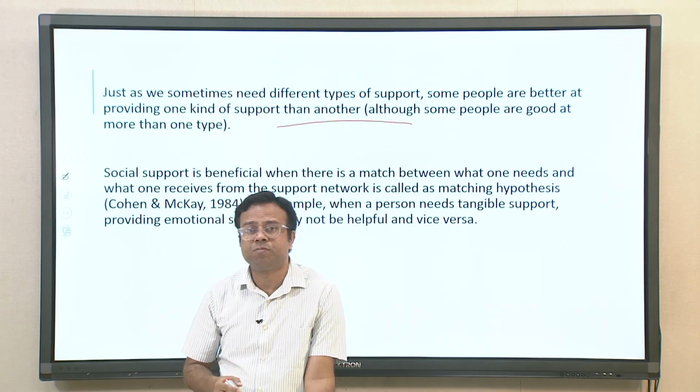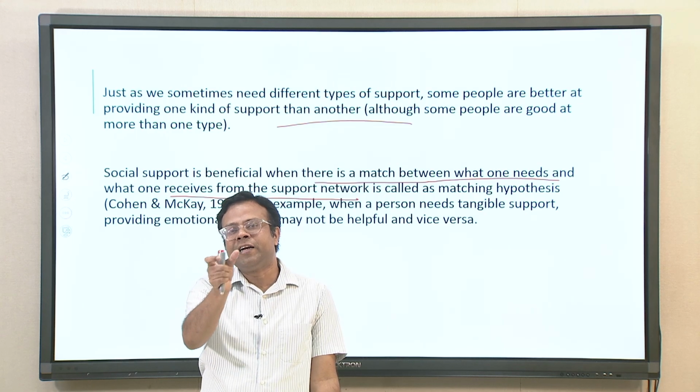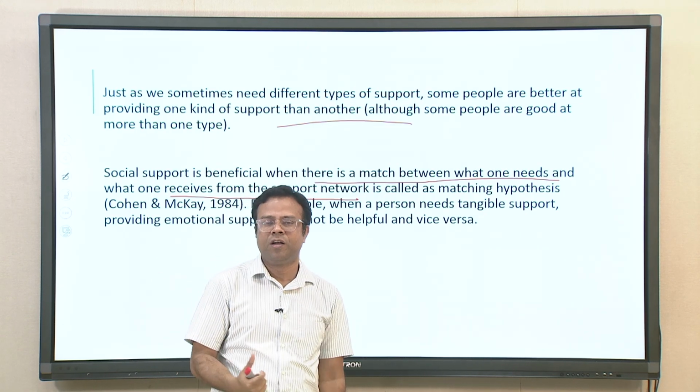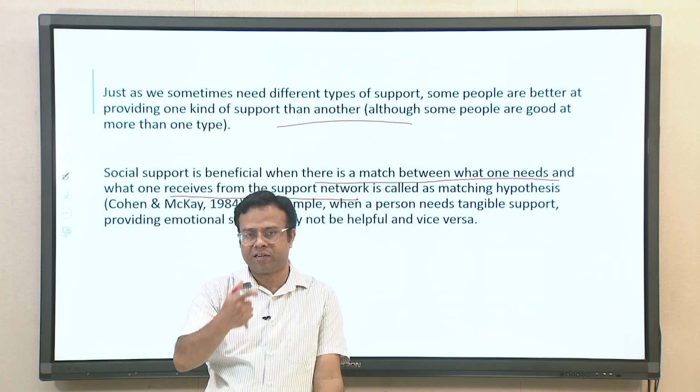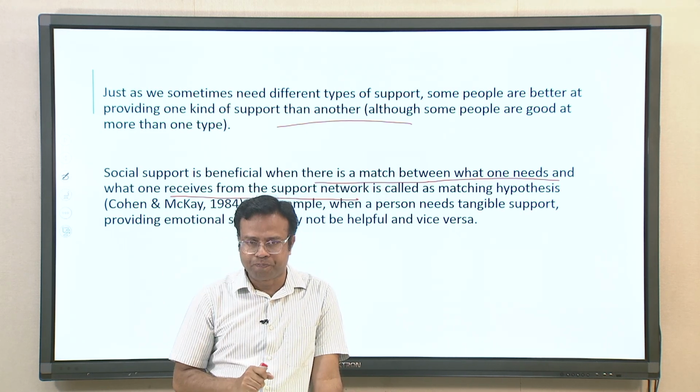So, social support is most beneficial when there is a match between what you need and what you receive from the support network. That is the best support system, when the support given to you and the need that you have match each other. For example, if you need tangible support, let us say financial support, and somebody gives you money, then there is a match.